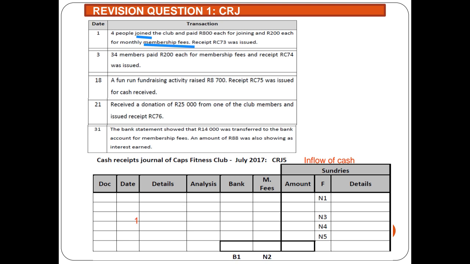Who can tell me what do you think I must write under details? Where did you get the money from? Oh, the 4 people. Who are those 4 people? They told you there. Club members. Players. So you can just write members.